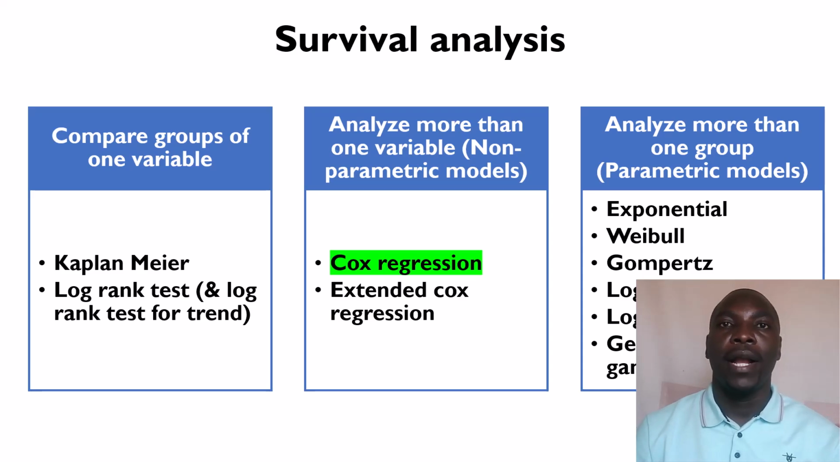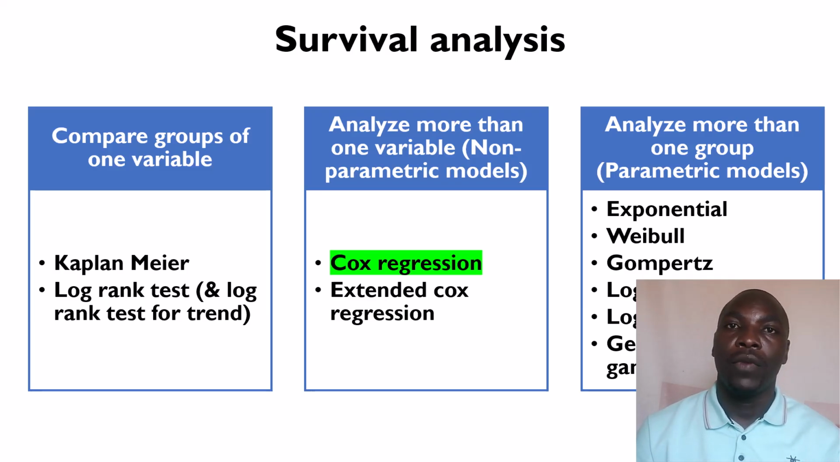In this video, we are going to check for the assumptions of Cox regression in Stata, one of the models used to analyze survival data. Unlike the Kaplan-Meier and the log-rank test that we previously covered, which compare survival time between groups of only one single variable, Cox regression allows you to analyze the effect of more than one independent variable on survival time.